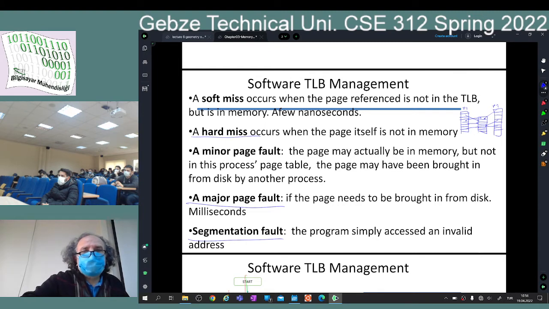So sometimes we call them a minor page fault or a major page fault: soft miss, hard miss, minor page fault, major page fault. And the segmentation fault, the program simply accesses an invalid address. These are the terminologies.